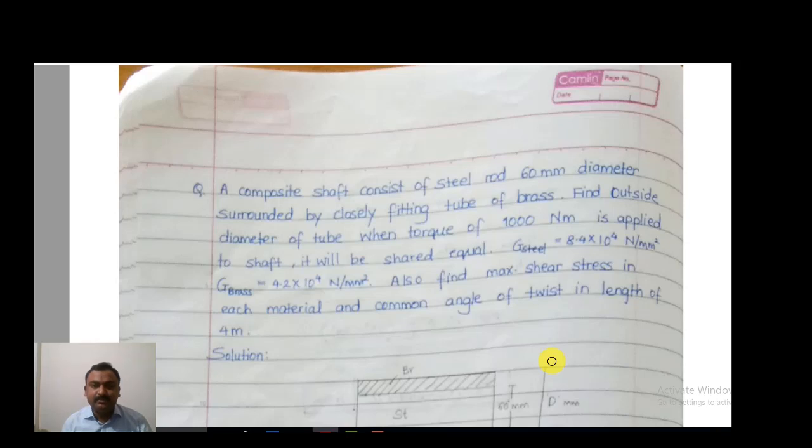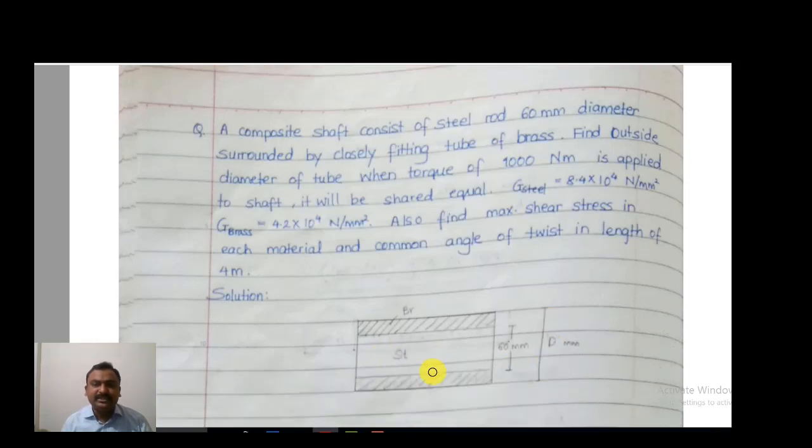So what is given? We'll draw a diagram. This is steel shaft. Inner portion is steel rod and outer portion is brass bush. Inside diameter is 60 mm, outside diameter we need to calculate, that is D. The torque applied is 1000 Newton meter, which is shared equally. That means a steel shaft will transfer 500 Newton meter and brass shaft will transfer 500 Newton meter.